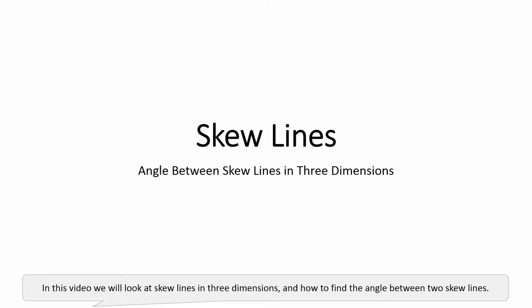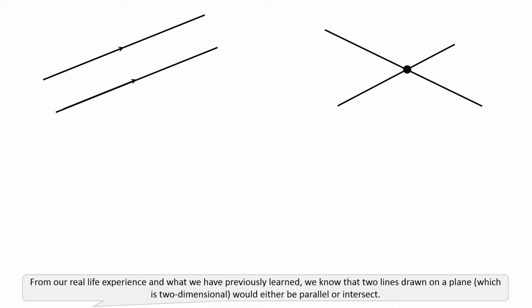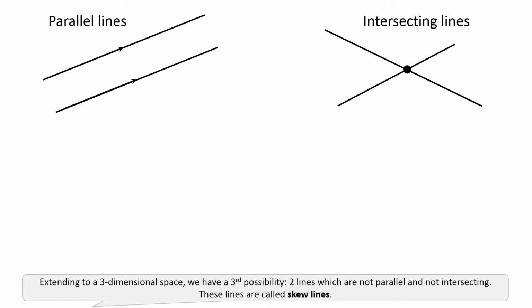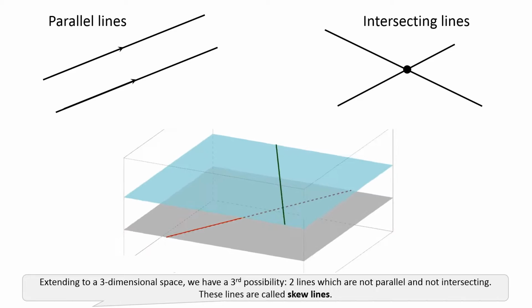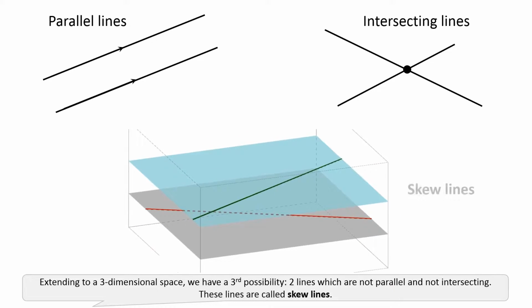In this video, we will look at skew lines in 3 dimensions and how to find the angle between two skew lines. From our real-life experience and what we have previously learned, we know that two lines drawn on a plane, which is two-dimensional, would either be parallel or intersect. Extending to a 3-dimensional space, we have a third possibility: two lines which are not parallel and not intersecting. These lines are called skew lines.